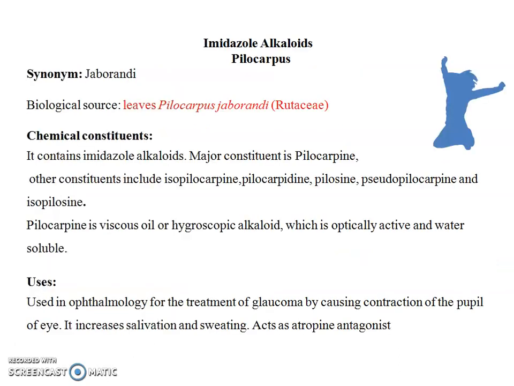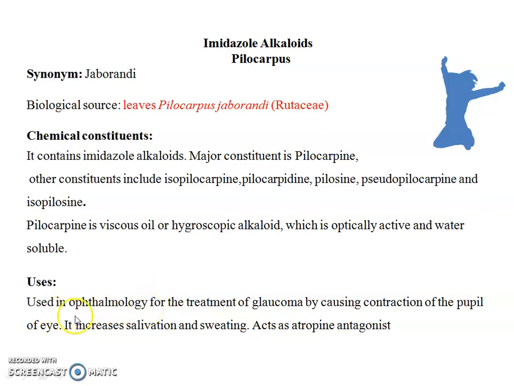Next, after reading all these pharmacognostic characters, let's take an example: Pilocarpus, imidazole alkaloids. In Pilocarpus, the synonym is jaborandi, leaves of Pilocarpus jaborandi. See, the synonym is in the plant name itself, so there is no need to remember the synonym. Now the chemical constituent is pilocarpine as the major one, and the others also have 'pilo' in their names. So if any chemical constituent comes in GPAT, you can easily remember it, so no need to remember these chemical constituents either.